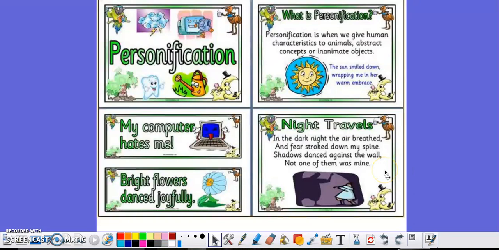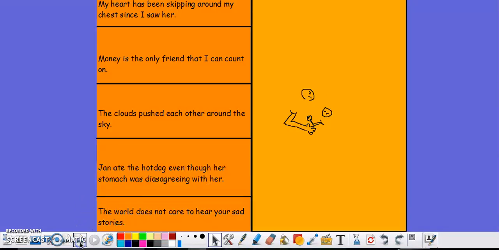Shadows danced against the wall. Shadows obviously aren't dancing. It just means that they're moving, but when we say that it's dancing, it means that it's being personified. Not one of them was mine. So 3 different sentences in this poem actually get personified to allow the reader to dive into the story, into the poem, into the sentence a little bit more.